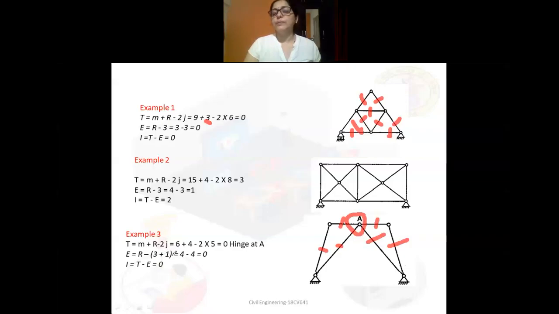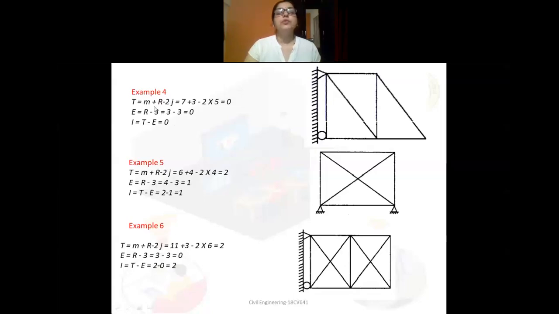So 3 plus 1 because of this internal hinge. What happens? Our reactions in this truss are 4 because there are 2 hinges, so available reactions are 4. And instead of writing R minus 3, I am writing 3 plus 1. Why is this 3 plus 1? Because in the problem it is mentioned that there is an internal hinge at support A, so that I also have to consider. Therefore, this truss is also a statically determinate truss.